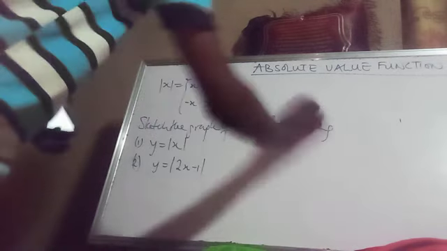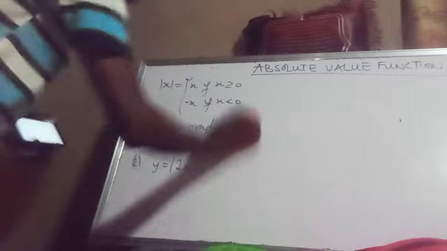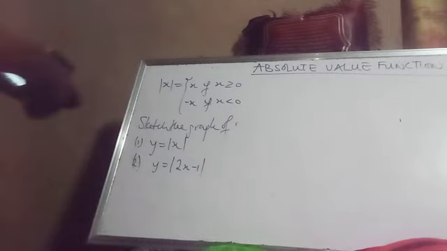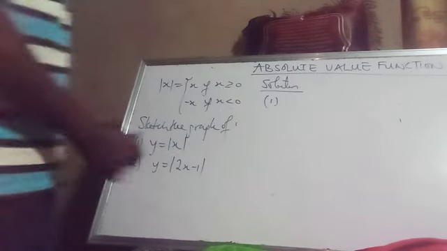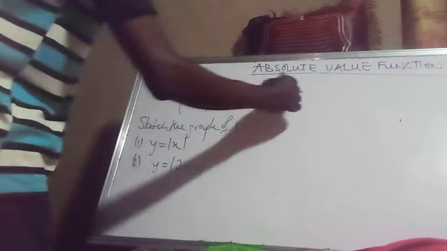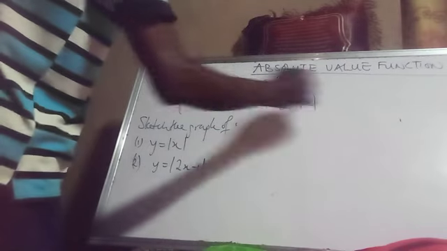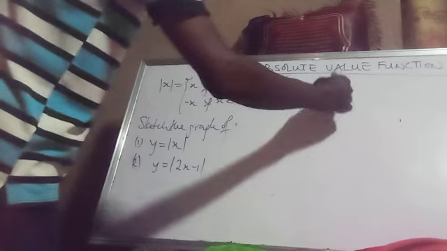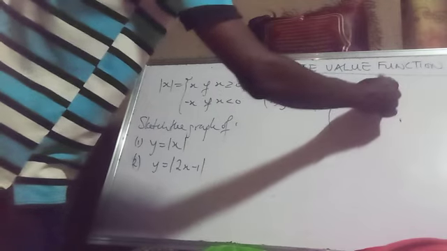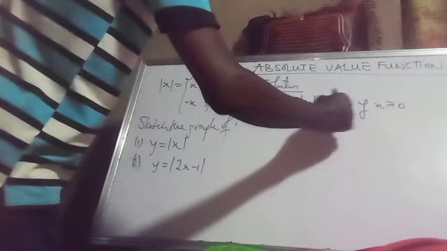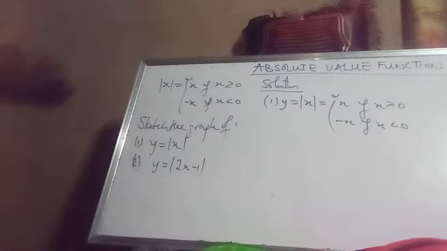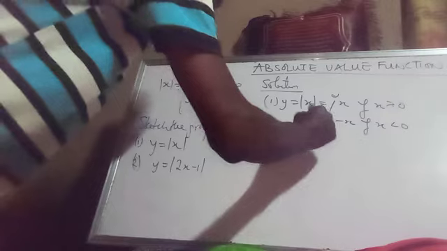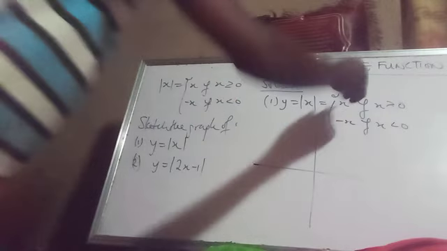I think we can do it here. Yes, we can do it here. Now, solution. The first one, y is equals to absolute value of x. As we have defined it before, so we define is x if x is positive and is minus x if x is negative. So how do we sketch this? This is just it. From this illustration.